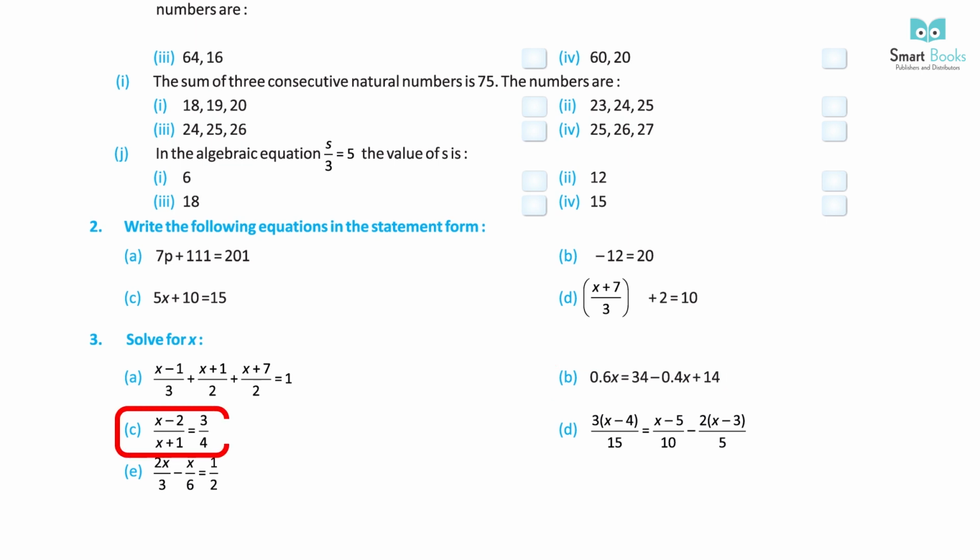C. x minus 2 upon x plus 1 equals 3 upon 4. Solution: x equals 11. D. 3 into x minus 4 upon 15 equals x minus 5 upon 10 minus 2 into x minus 3 upon 5. Solution: x equals 3. E. 2x upon 3 minus x upon 6 equals 1 upon 2. Solution: x equals 1.